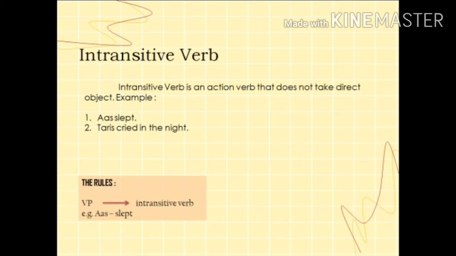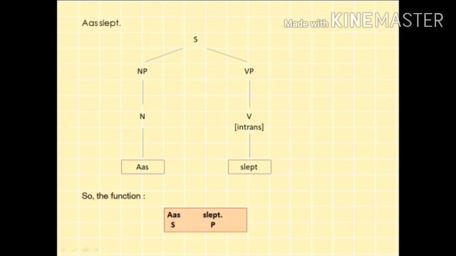In syntax, intransitive verb has a rule. VP or verb phrase consists of intransitive verb. For example, Aa slept. Slept is called an intransitive verb. So, in this slide, we have a tree diagram of intransitive verb, which the sentence is Aa slept.